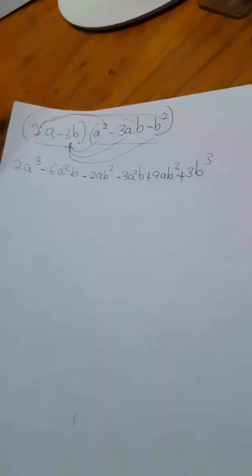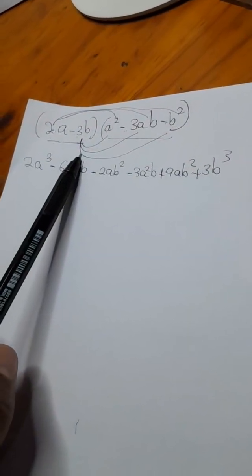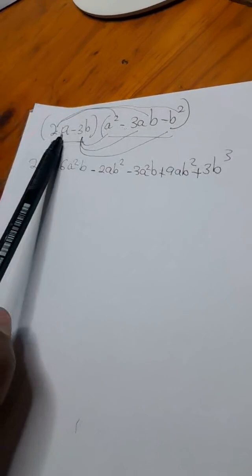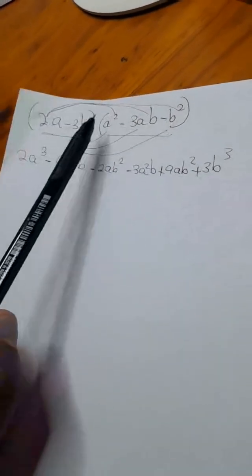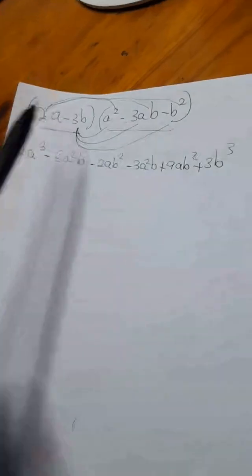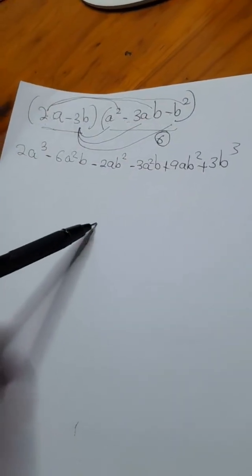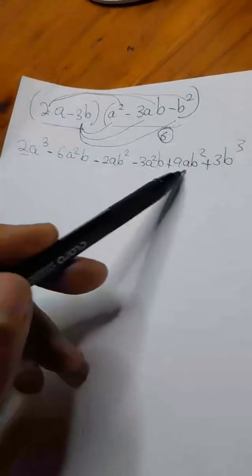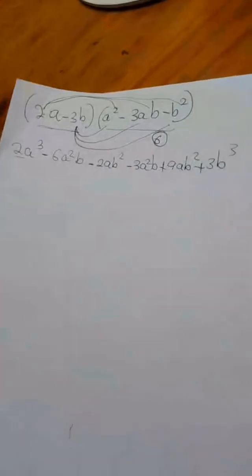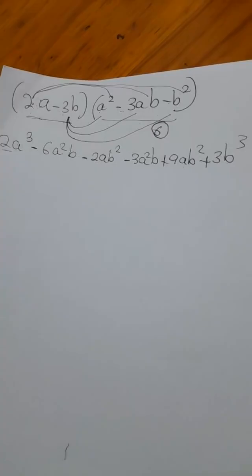That is our complete expansion. So we should count how many there are. This 2a is multiplying 1, 2, 3. This minus 3b is multiplying 1, 2, 3. So 3 plus 3 is equal to what? 6. So always verify that you have 6 terms. Let's count. 1, 2, 3, 4, 5, 6. Which means all the terms have been accounted for.